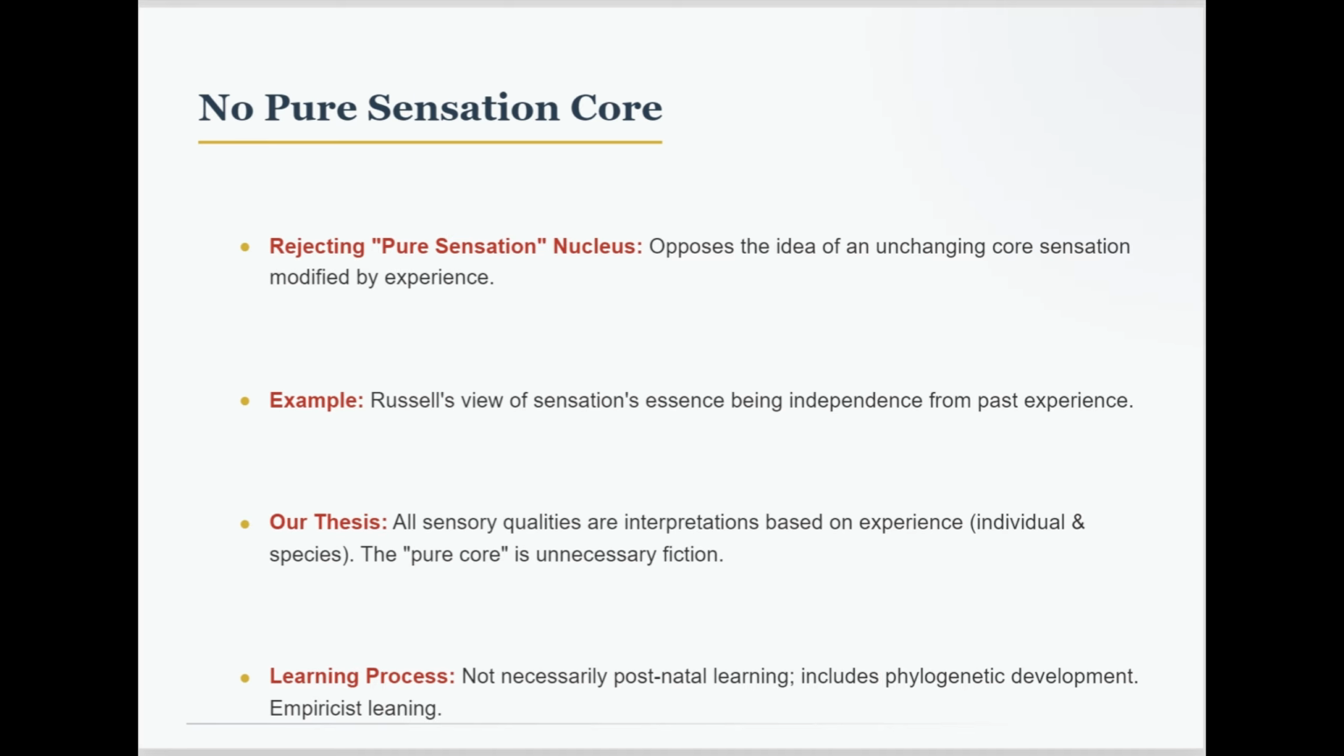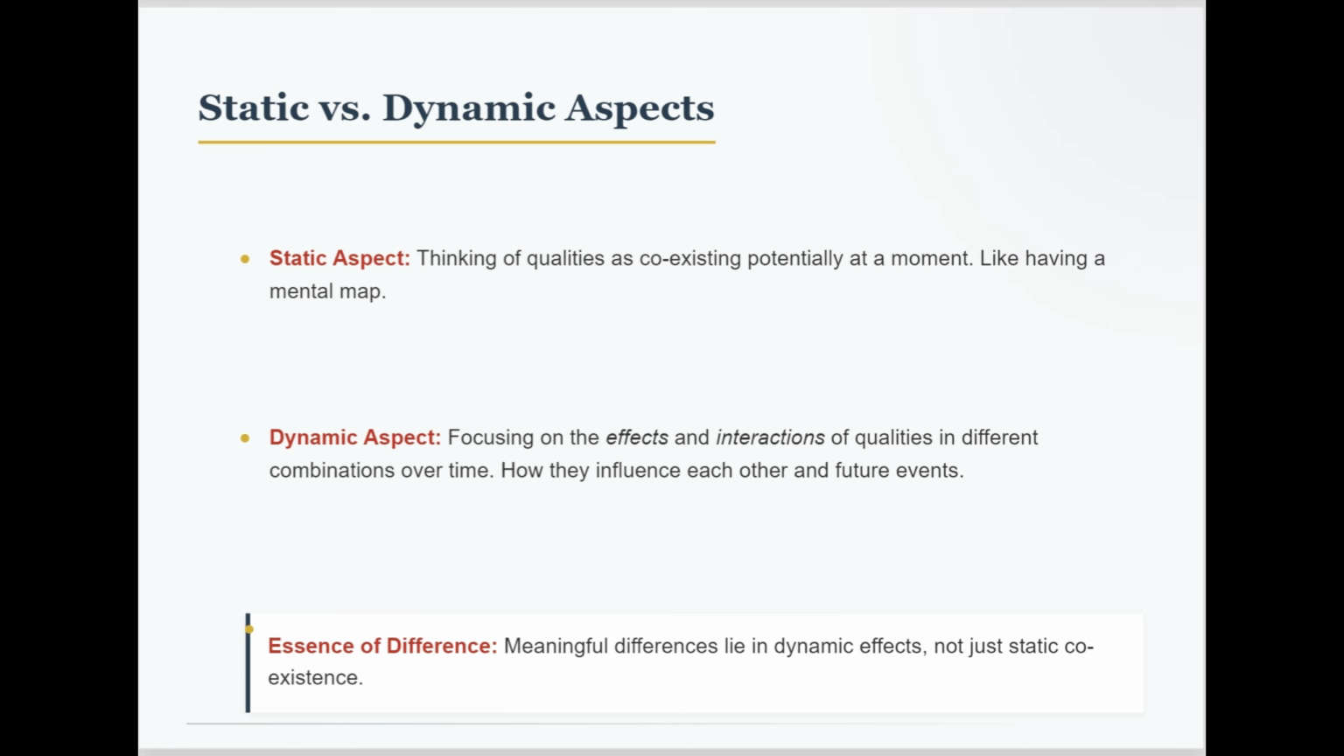Even the initial differentiation of colors, shapes, sounds, we believe that comes from learning, from the organism figuring out the world. This learning isn't just about what happens after birth. It includes the evolutionary history of the species too. So, in a way, we're leaning towards an empiricist view. Knowledge comes from experience. Let's dig a bit deeper into what we mean by these sensory qualities.